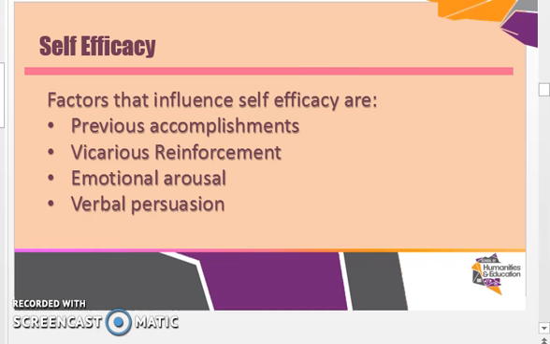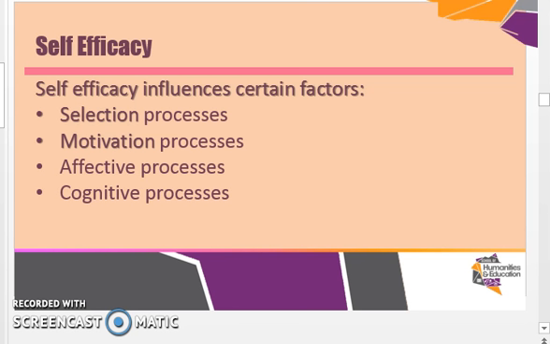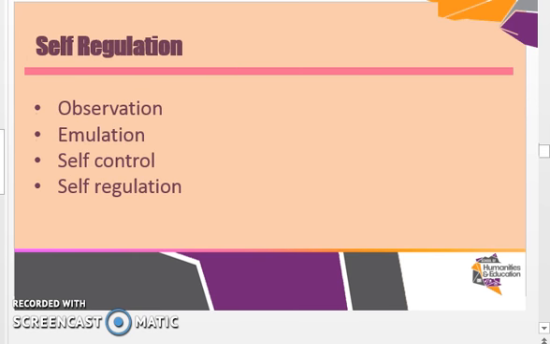Self-efficacy is so important because it affects the decisions that they make: selection, motivation, affective, and cognitive. And that now leads to the process of developing self-regulation, which should be observation, emulation, self-control, and then self-regulation. Thank you for your participation, and I'm hoping to see you utilize these skills not just for the assignment, but also within your classroom environment.